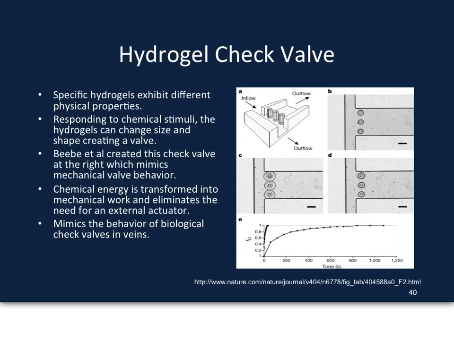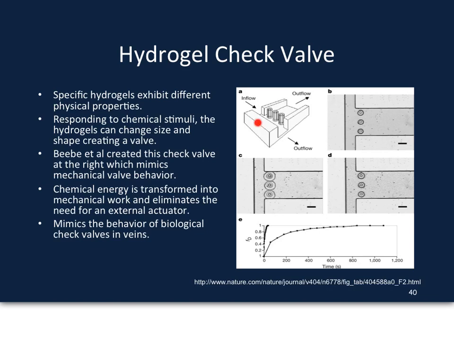Okay, so that brings us to the end of our lecture today. I did want to bring up this one last example of a chemical actuator. Earlier we talked about electrostatic and thermal actuators in MEMS devices. Here's an example of a chemical actuator, and this is what's called a hydrogel check valve. You have this in a microfluidics device.